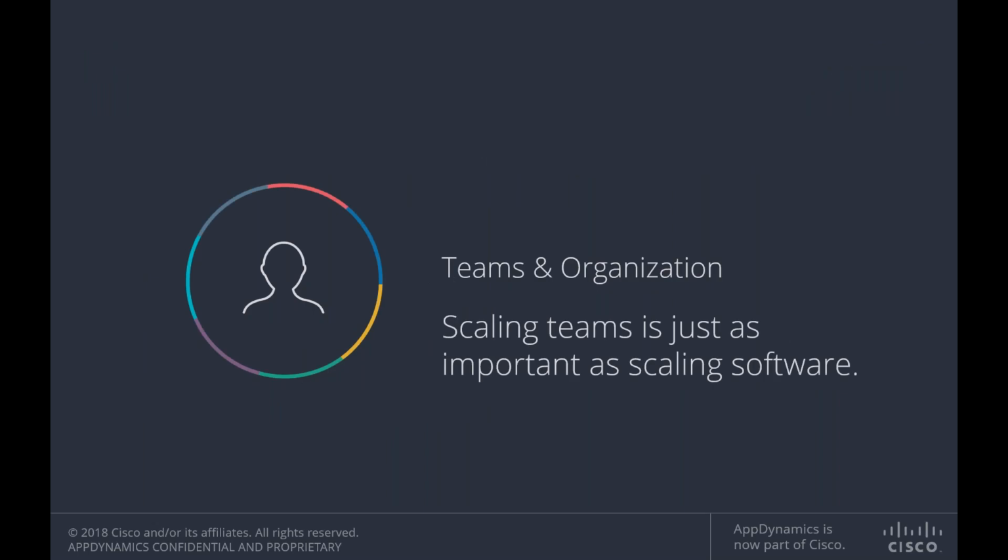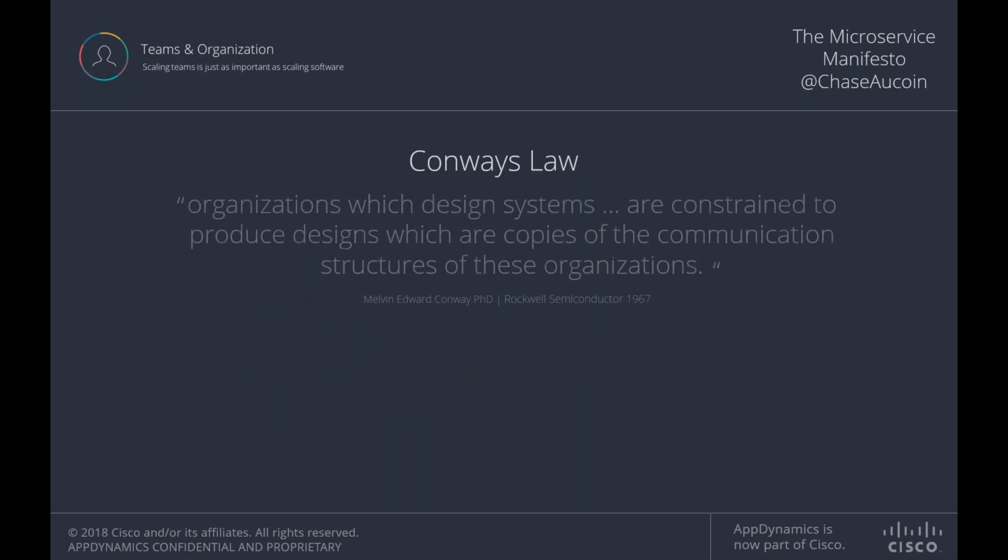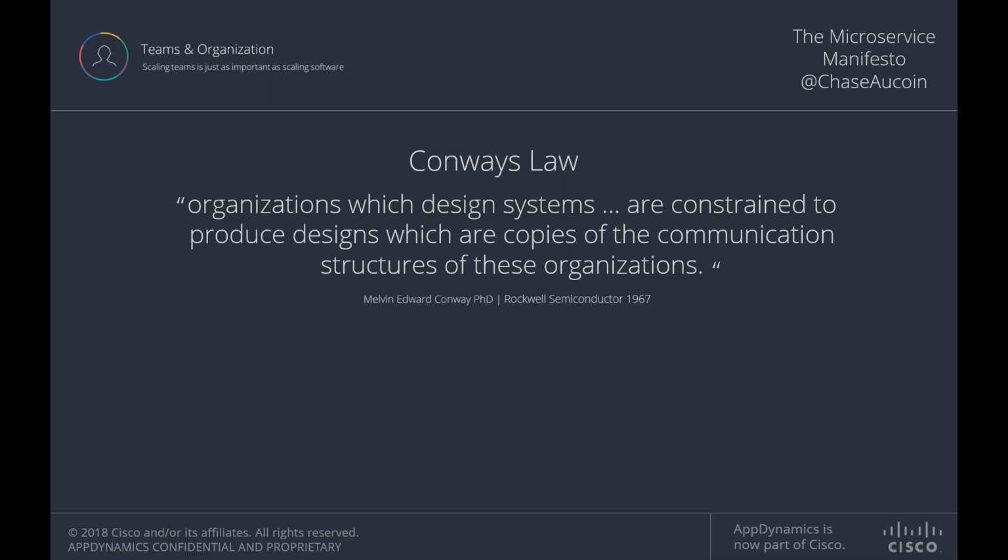So how do we scale out teams? Because scaling your teams is just as important as scaling out the technology that supports your business. There is this notion within microservices, you'll hear it a lot from a lot of different articles and various topics on the subject, Conway's Law. Organizations that design systems are constrained to produce designs that are copies of the communication structures of those organizations. What does that mean?